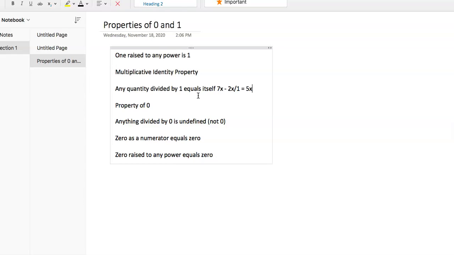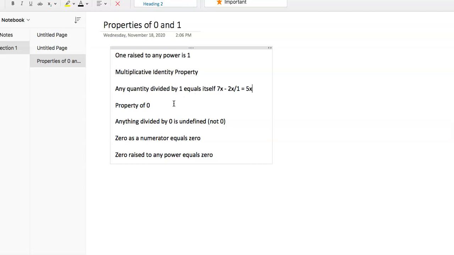So those are all the properties of 1, so really nothing very hard to understand. You probably just have to memorize the multiplicative identity property, which means any quantity multiplied by 1 is equal to itself. And once you're there, that's all the stuff you got to know for the 1s.